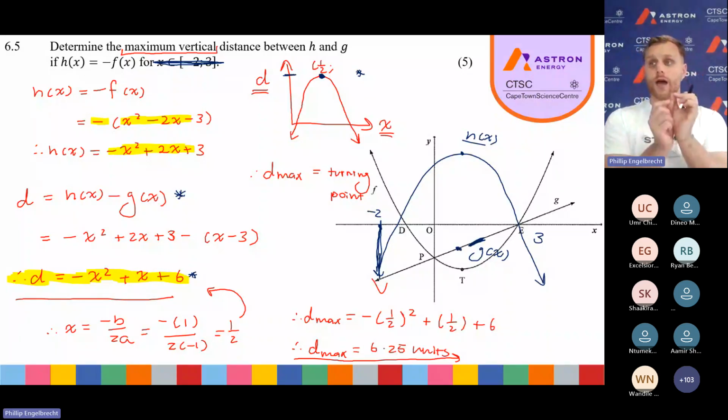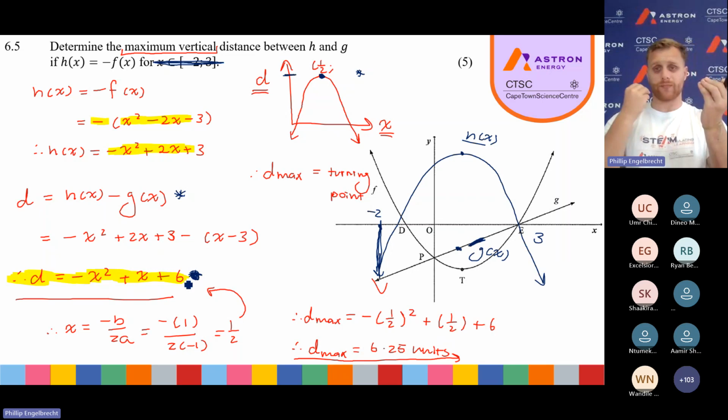Perfect. So now I know that the maximum distance is occurring at this turning point for this function over here, guys. So therefore, all I need to do is find out what is the x value for that turning point, and then I find the y value for the turning point. And the y value is actually the maximum distance.